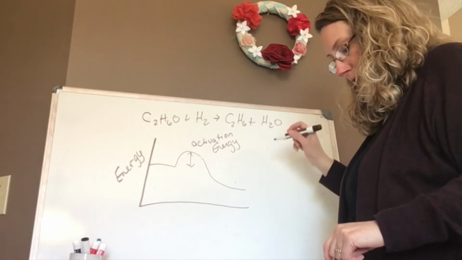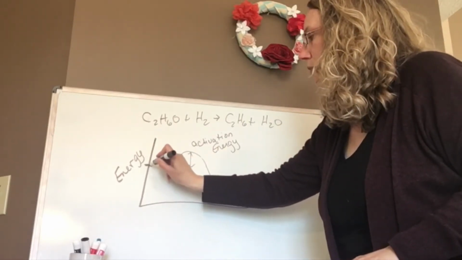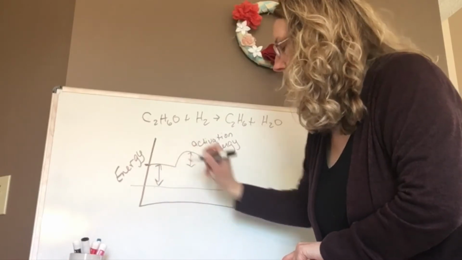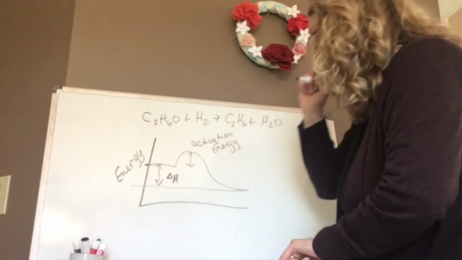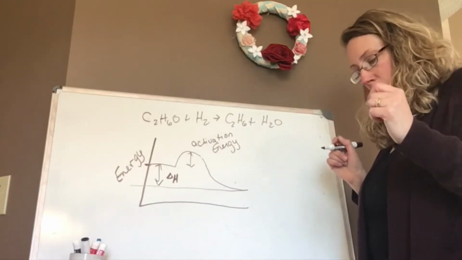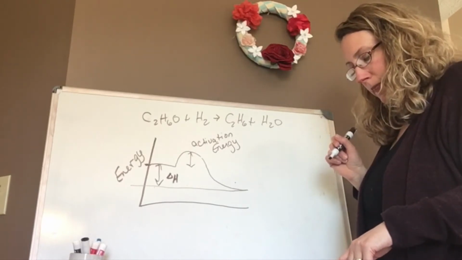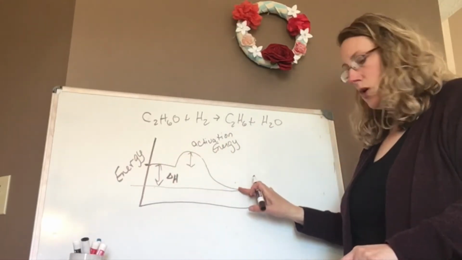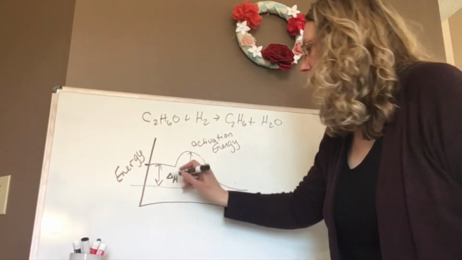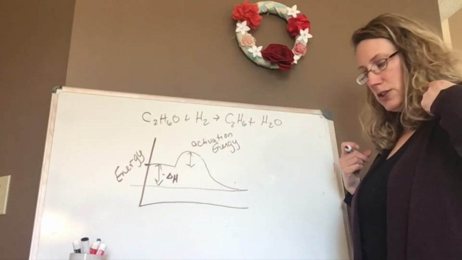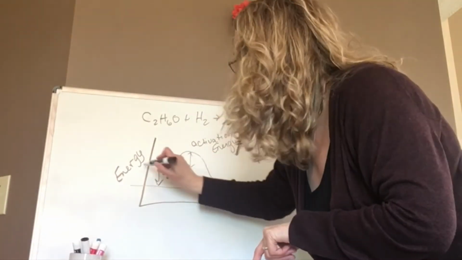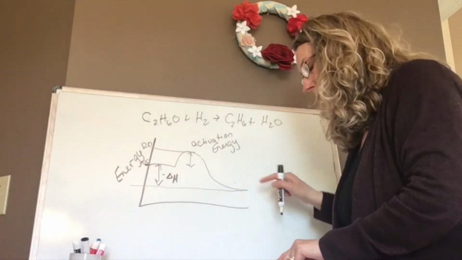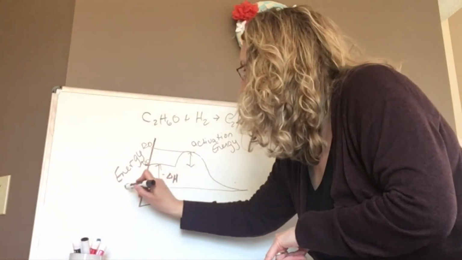So if you have the distance between here and here, this difference is going to be your delta H, the energy that goes into making your reaction. Okay, so if you start high and you end low, you're going to have a negative delta H. That means energy came off of your reaction, right? So here on this one, this is at 100 kilojoules. It goes up to 120 kilojoules. And then when it finishes, it's down at, I don't know, maybe 50 kilojoules.